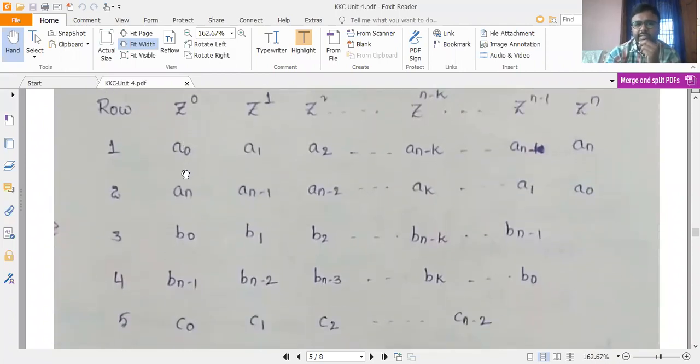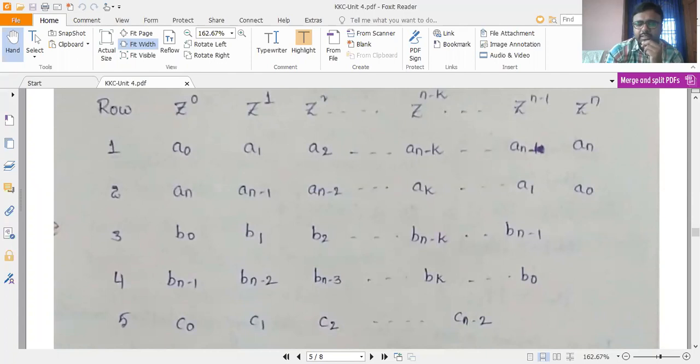That means initially we have to frame the table from z0 to z power n. The second row is nothing but the vice versa or the reciprocal of this first row. That means the second row starts from an, an minus 1, an minus 2 and so on up to ak and so on up to a1 and a0.